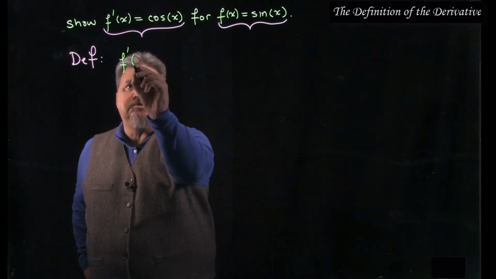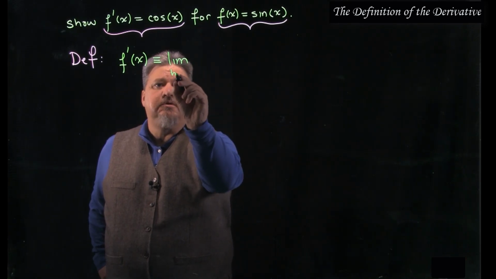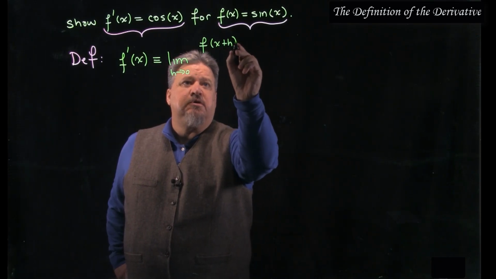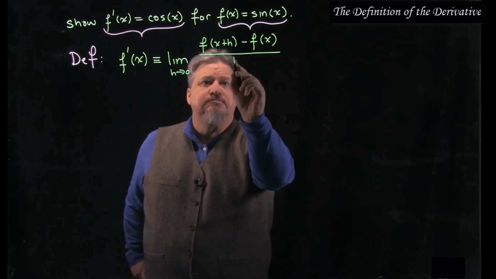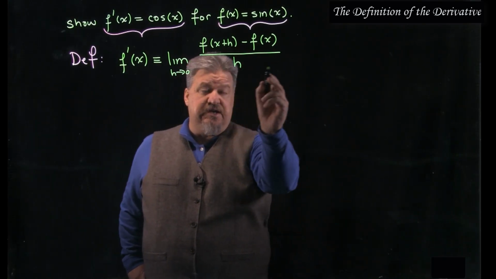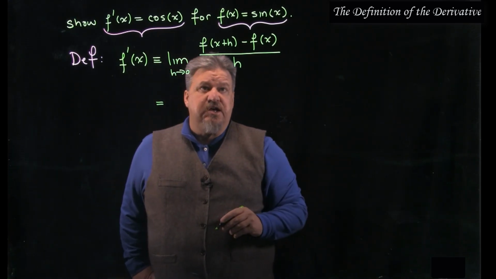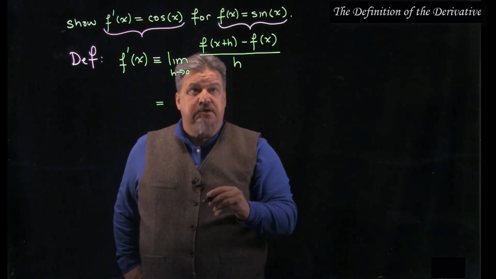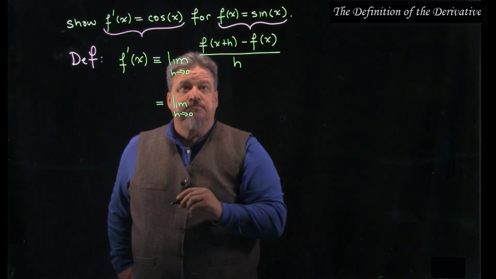So we know by definition the derivative of f at x is equal to the limit as h goes to 0 of f of x plus h minus f of x over h. So this is what we call the difference quotient, which is the slope of the secant line of f. The limit, of course, as we know, is the instantaneous rate of change, or it's the slope of the tangent line to f at x. So let's carry on and see what we get.